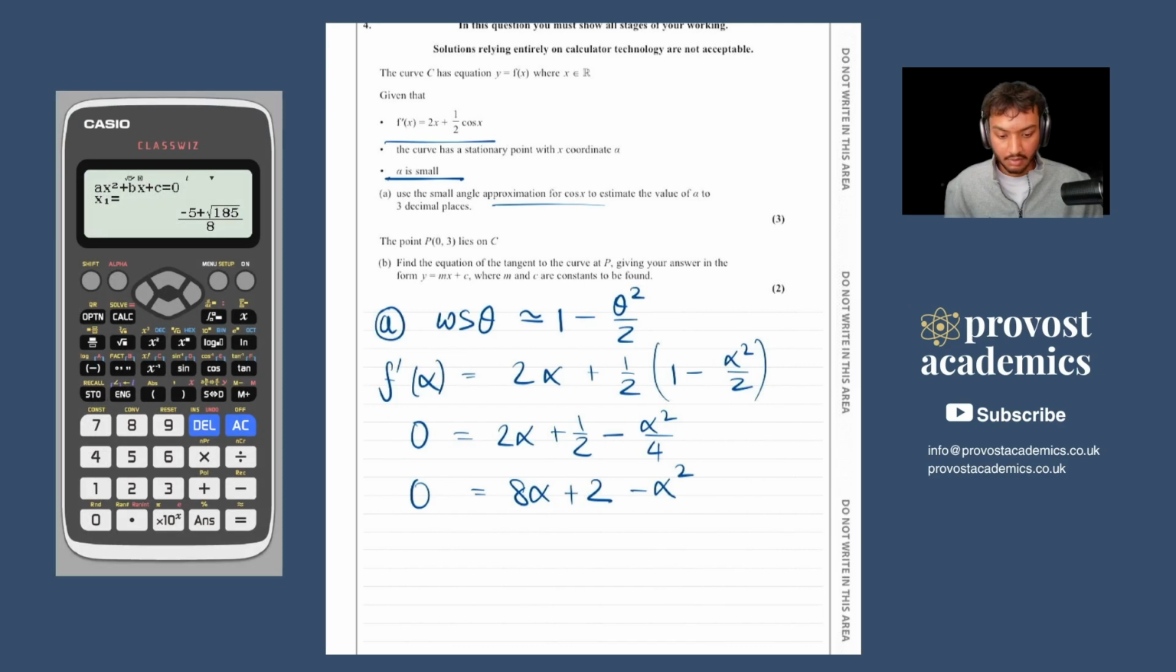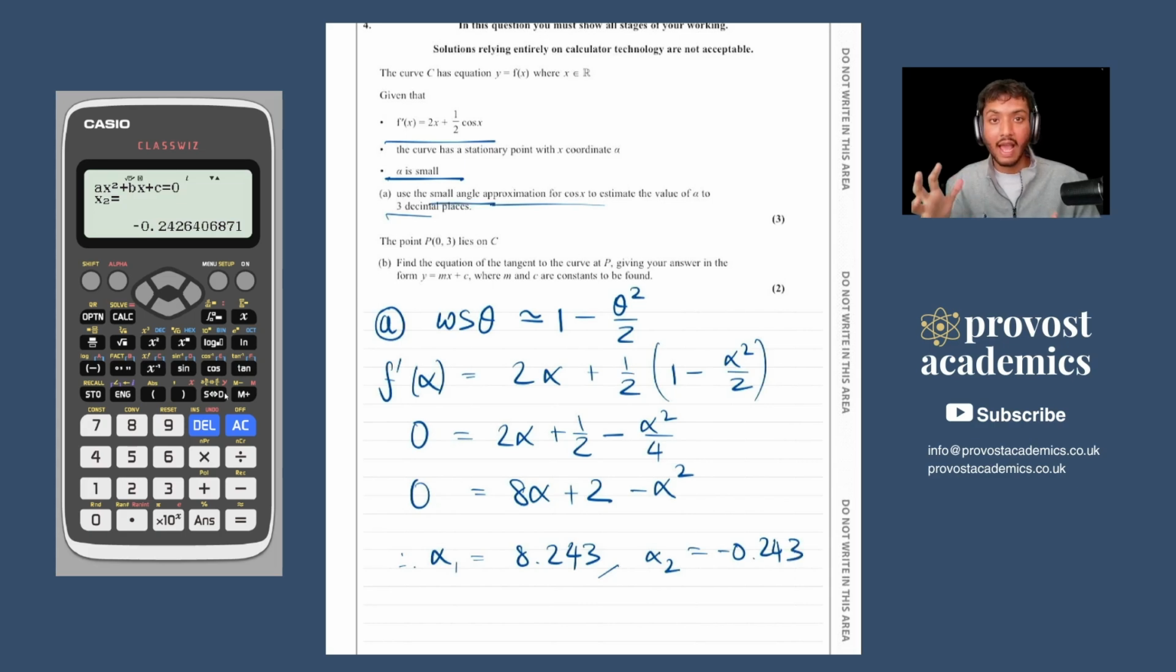Same old, I'll go back to my calculator at this point. I've got minus 1, I have 8, and I have 2. So alpha 1 and 2 is equal to, actually let's check the values and slow down and go one solution at a time. This is 8.243, we're on 3dp, right? Yes, 3dp, and alpha 2 is equal to, hopefully a small number, there you go, 243. And remember, we're looking for a small angle. 8 something radians is not small, right?